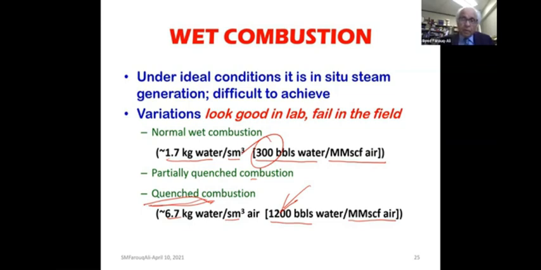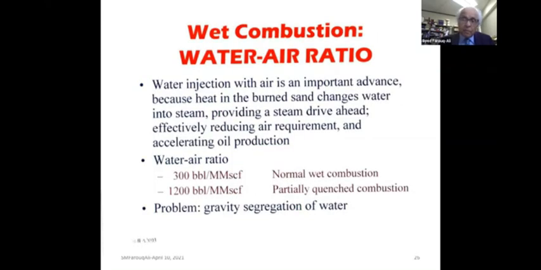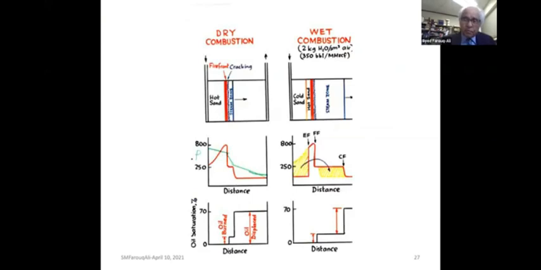I already talked about that. Here's a picture. You can see it. It's a very idealized picture. Dry combustion and wet combustion. Okay, compare the two. It's normal wet combustion. We have less than 2 kilograms of water per cubic meter of air. So imagine that you have this red hot zone, and you have a steam zone ahead of the red zone. So this is dry combustion.